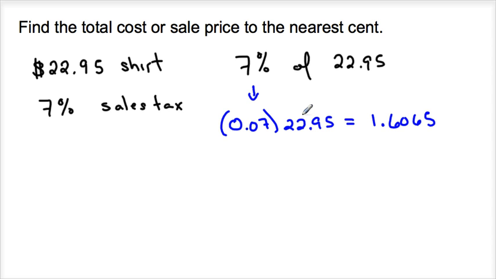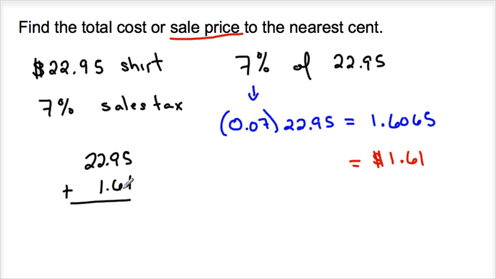Now we're talking about money. So money goes to what place value? Hundredths place. Good. So this is $1.61. The tax is $1.61. The question is asking what is the sale price? So I have to take one more step, take the $22.95 and add the $1.61 to this price. And our final answer here, after adding these, you should get an answer of $24.56.